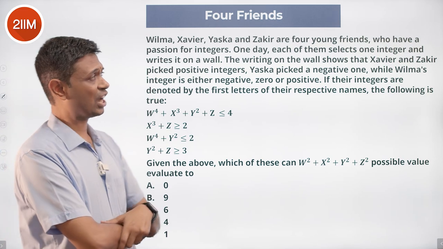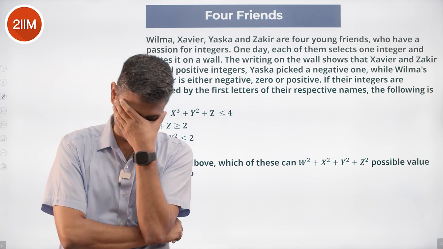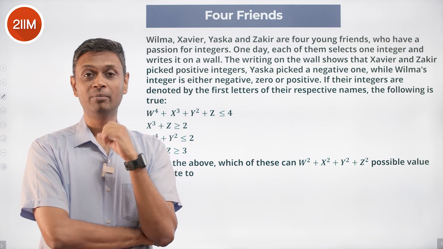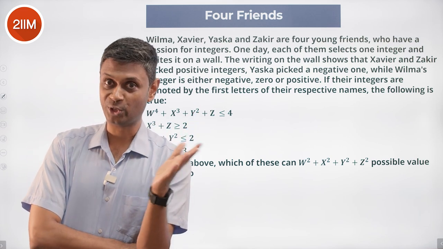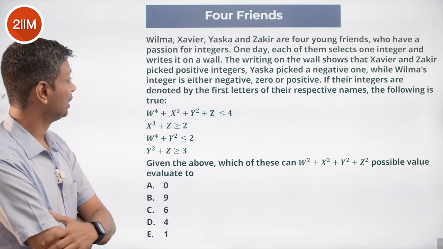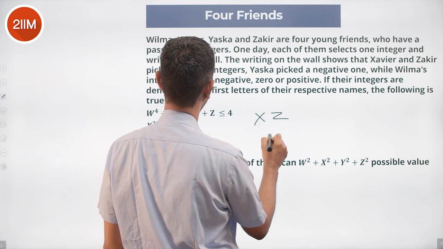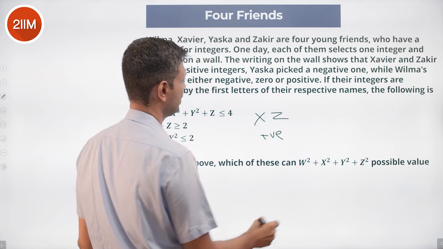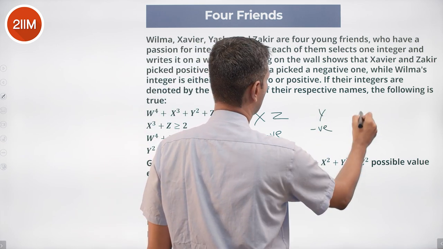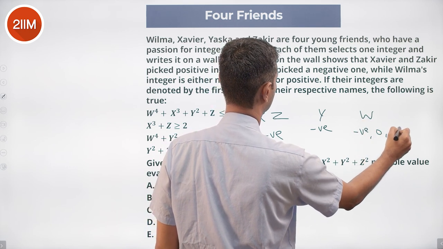Wilma, Xavier, Yaska and Zakir are 4 young friends who have a passion for integers. And I really like this phrasing. Passion for integers. I thought there are only a few lunatics like that, me being one of them. But hey, there are people around who have a passion for integers. Nice. One day, each of them selects one integer and writes it on a wall. The writing on the wall shows that Xavier and Zakir pick positive integers. Yaska picked a negative one. Well, Wilma's could be negative, zero, or positive.